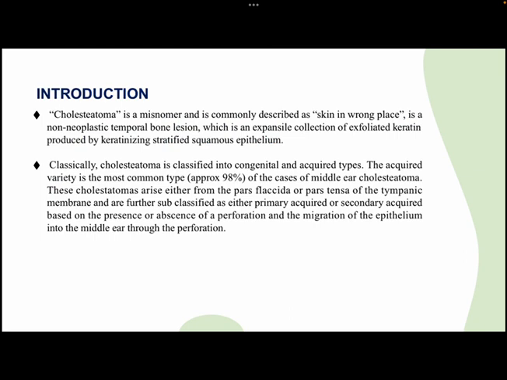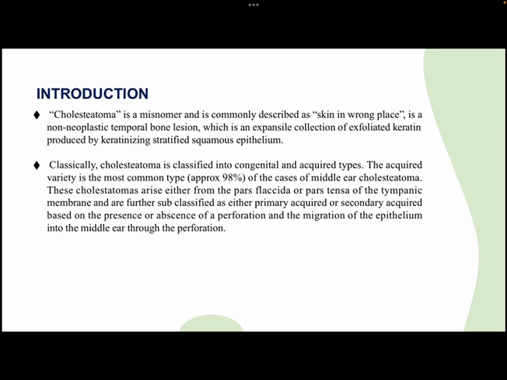Introduction. Cholesteatoma is a misnomer and is commonly described as skin in the wrong place. It is a non-neoplastic temporal bone lesion, an expansile collection of exfoliated keratin produced by keratinizing stratified squamous epithelium. Classically, cholesteatoma is classified into congenital and acquired types. The acquired variety is the most common, seen in approximately 98% of cases of middle ear cholesteatoma.